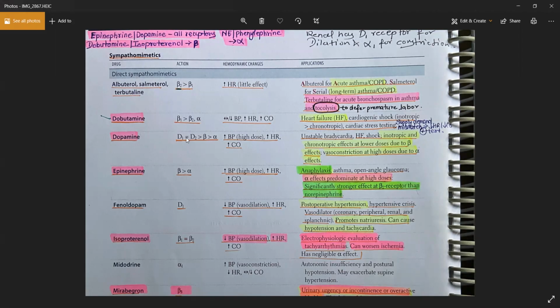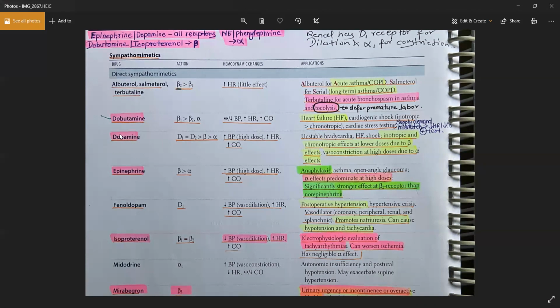So at a low dose, it will stimulate the dopamine receptors more than the beta and alpha receptors. At a moderate dose, it will stimulate the beta receptors more, and at a very high dose, it will stimulate the alpha receptors more. That's why at very high doses, you will get high blood pressure, high heart rate, as well as an increase in cardiac output because of the beta stimulation also. So you will always give this agent in a low dose to increase the renal blood flow. Whenever renal ischemia is occurring, you will give dopamine at a very low dose to increase the renal blood flow, because these are the only agents which increase the renal blood flow.